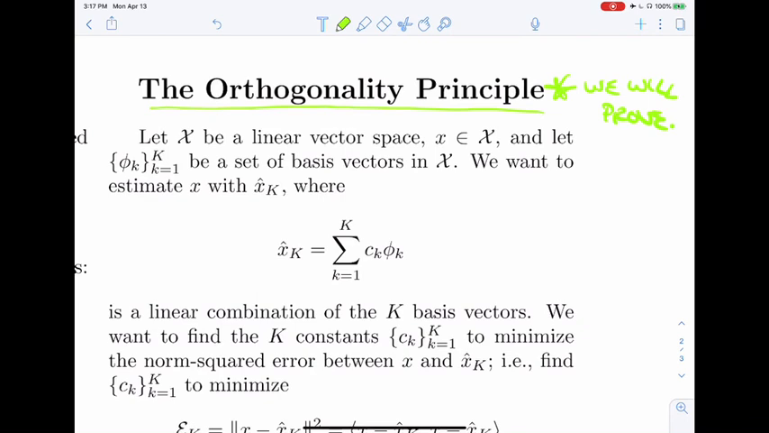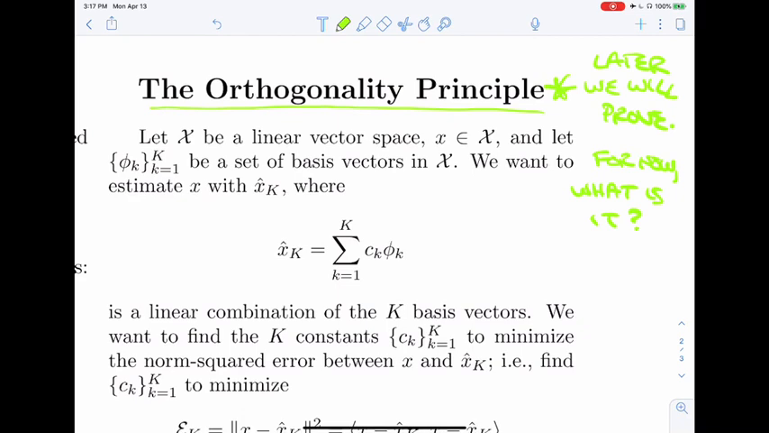So later we will prove it. For now, we just want to know, what does it mean? So let's read it through together. If I have a linear vector space, and I have an object in that linear vector space, call it X, that's my object of interest. So I have some universe and I have an object of interest in it.